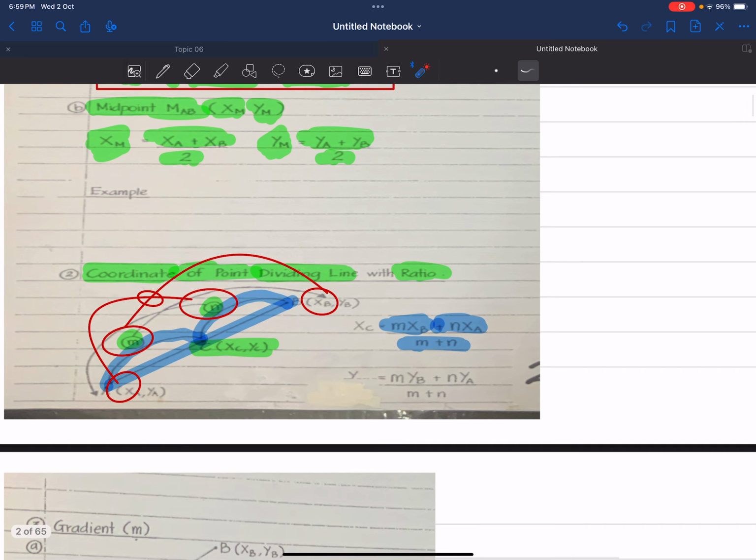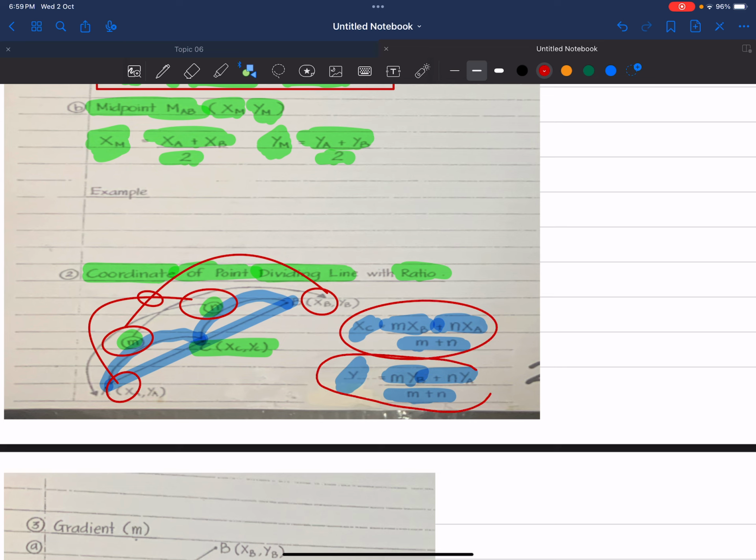The same formula applies for the Y coordinate. The Y coordinate of point C is M YB plus N YA, again over M plus N. Okay, so we have to memorize these formulas. Both formulas should be memorized, but they are the same format. You just memorize one of them and it is enough.